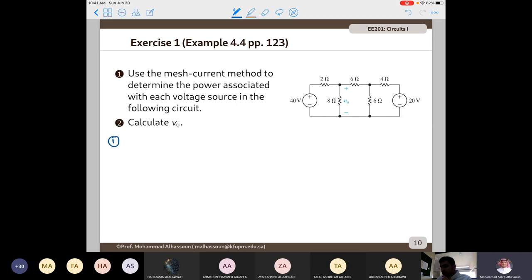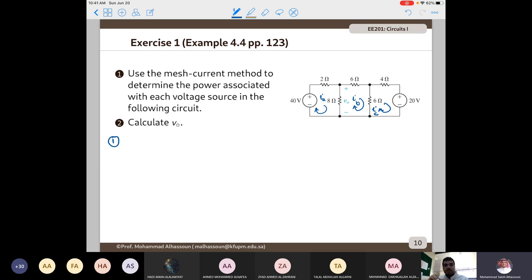Okay. So what will be the first step, Mohammed? We start by identifying our meshes and assuming a current direction for them. Okay, good. So we have how many meshes? Here we have three meshes. Okay, good. So this one will be IA. This one will be IB. This one will be IC. Okay, very good.